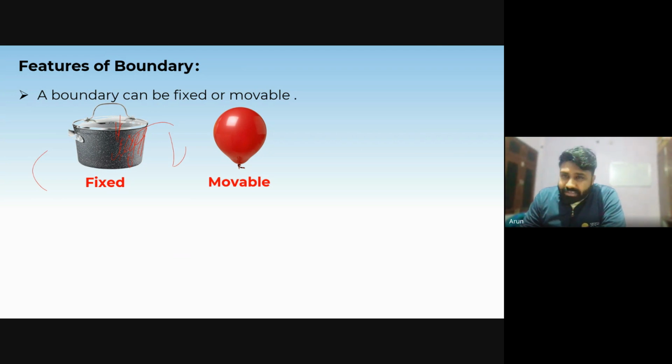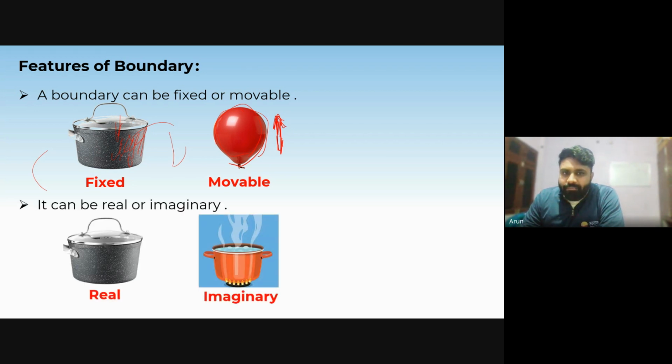It is fixed because whenever you put in the pot, you fill it with hot water or cold water or whatever it is, you do not move it. If it is movable, like this balloon, this is the boundary, and here it is movable, if nitrogen or helium gas is filled in this. So it can be real or imaginary, and this is the real part.